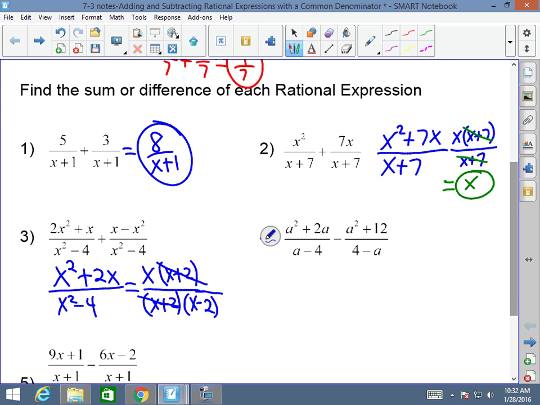They cancel. The temptation is to say, I've got an x and an x. No, you do not. You've got an x and an x minus 2. You've got a monomial and a binomial. So this is x over x minus 2.